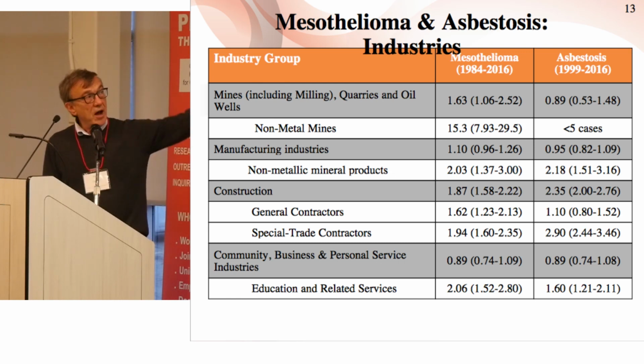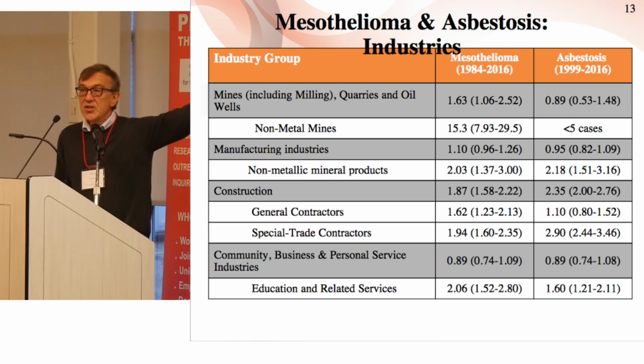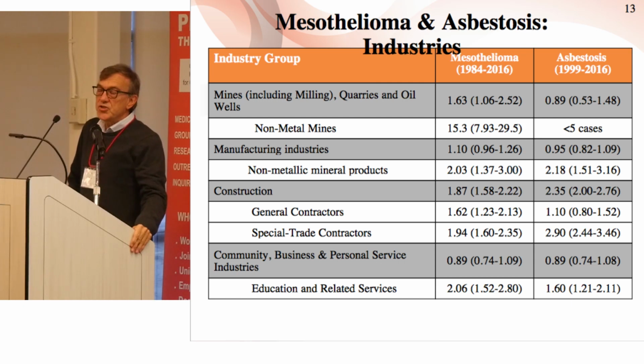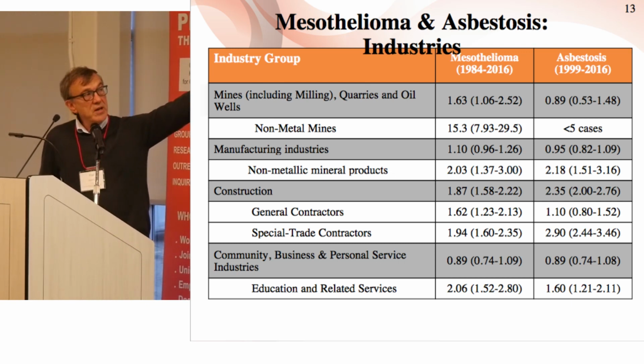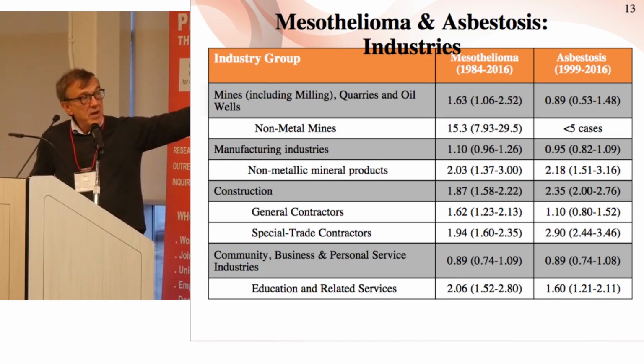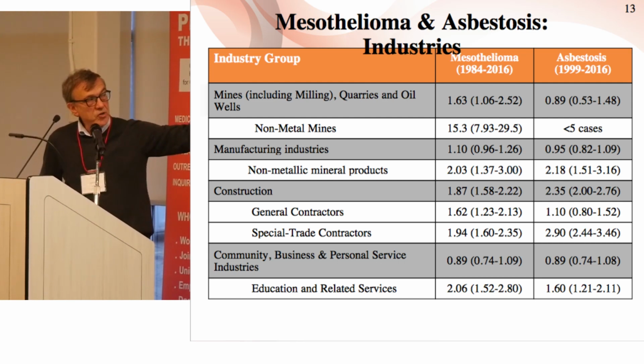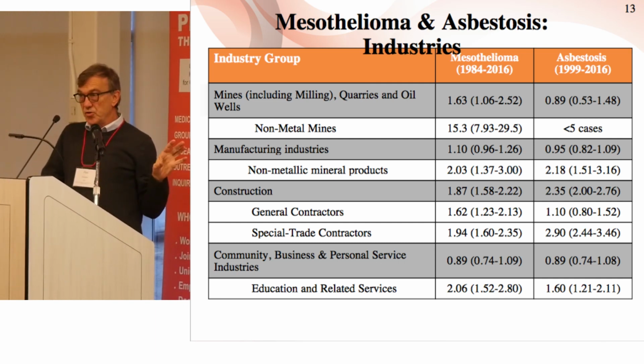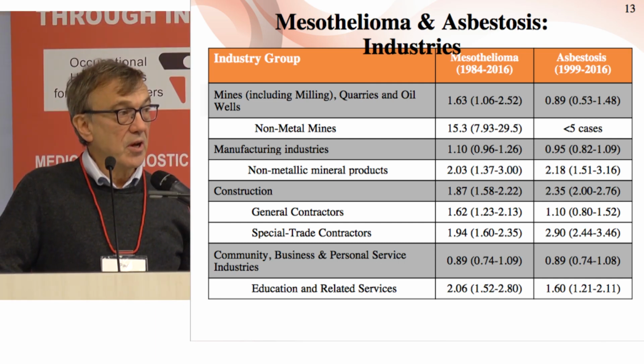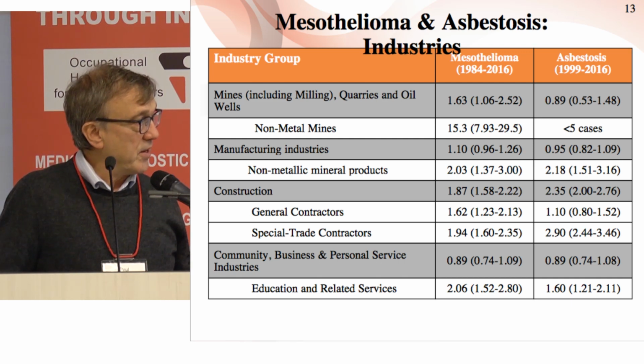back in the 80s. Non-metallic mineral products are the manufacturing sector where we used to make products containing asbestos. And you certainly see continued risk of asbestos-related disease there. You see in construction less risk among general contractors, but the specialty trade contractors, overall in terms of industrial sectors, is where we see that large increased risk of asbestos-related disease.